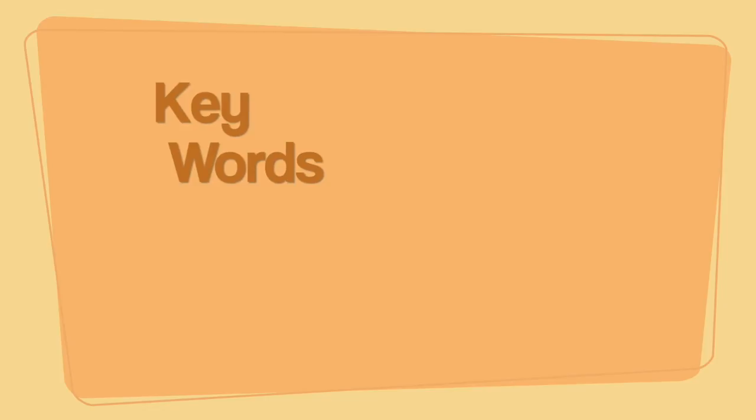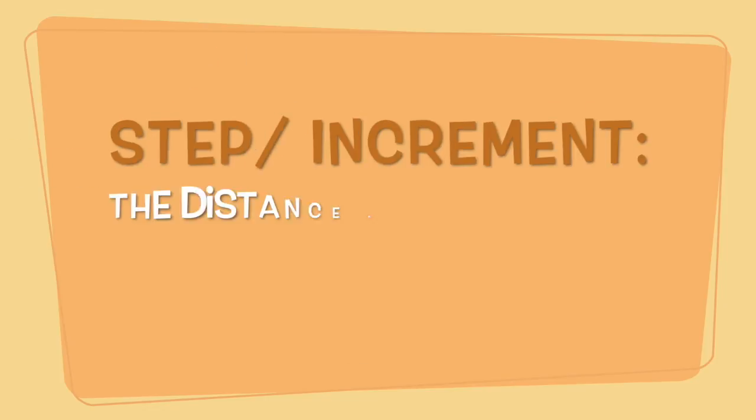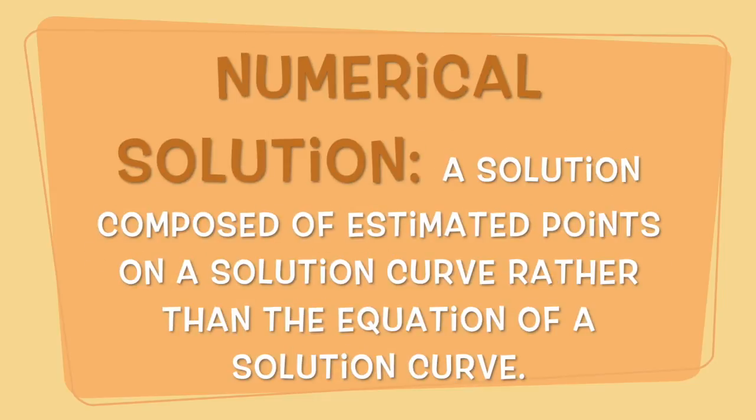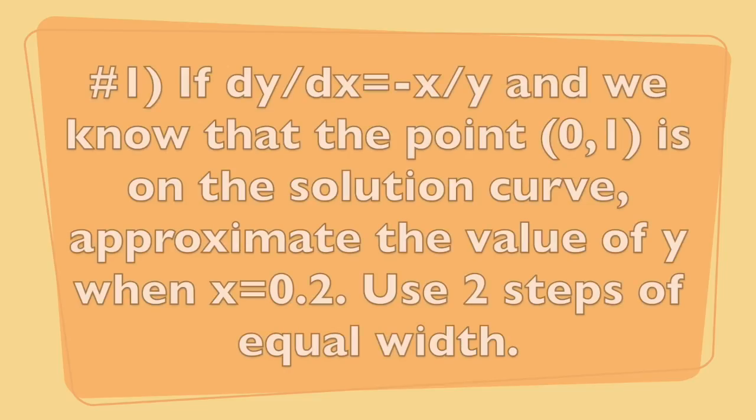Some key words that we need to know for Euler's method are step, or increment, which is the distance moved from the initial value for each iteration of Euler's method. The other one is numerical solution, which is a solution composed of estimated points on a solution curve rather than the equation of a solution curve. So let's go ahead and get into some examples.